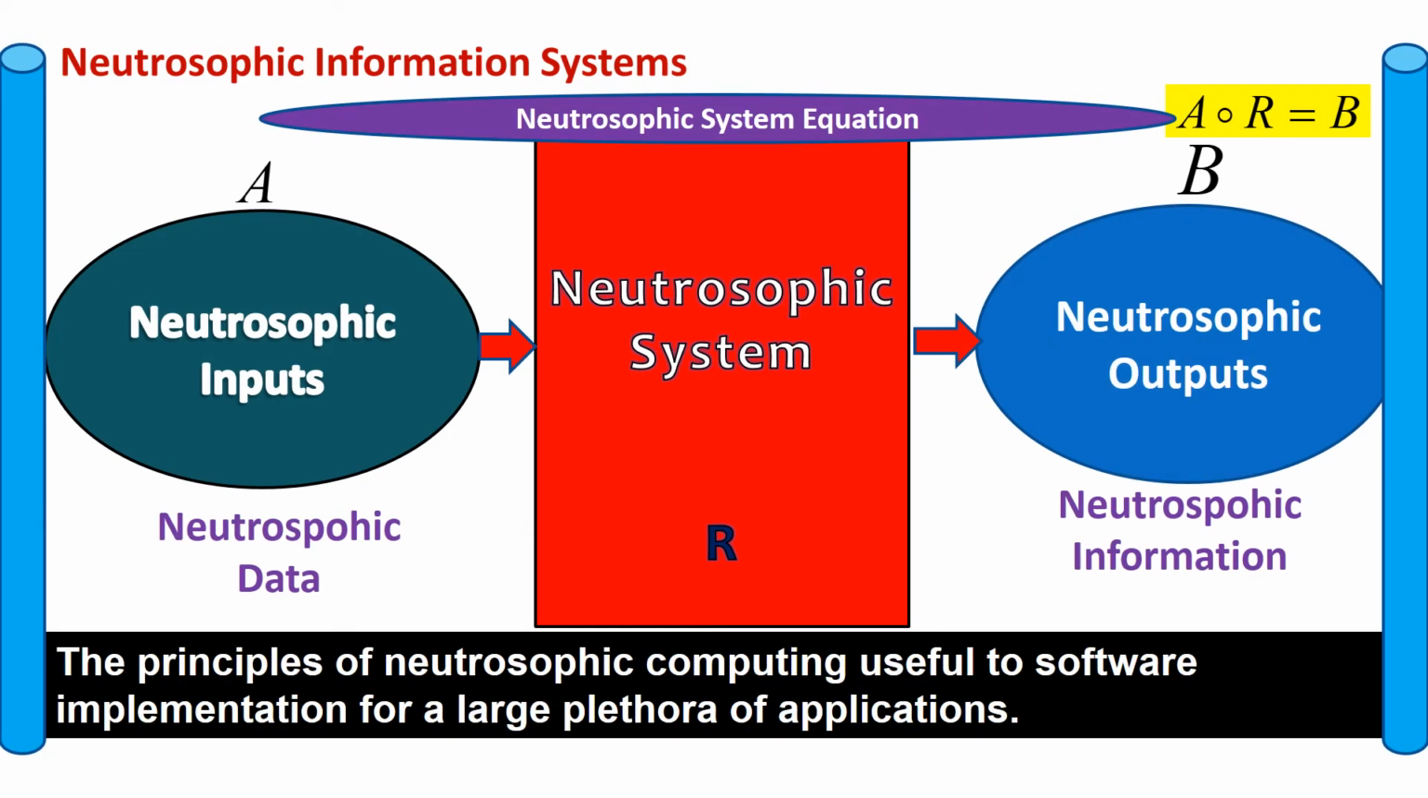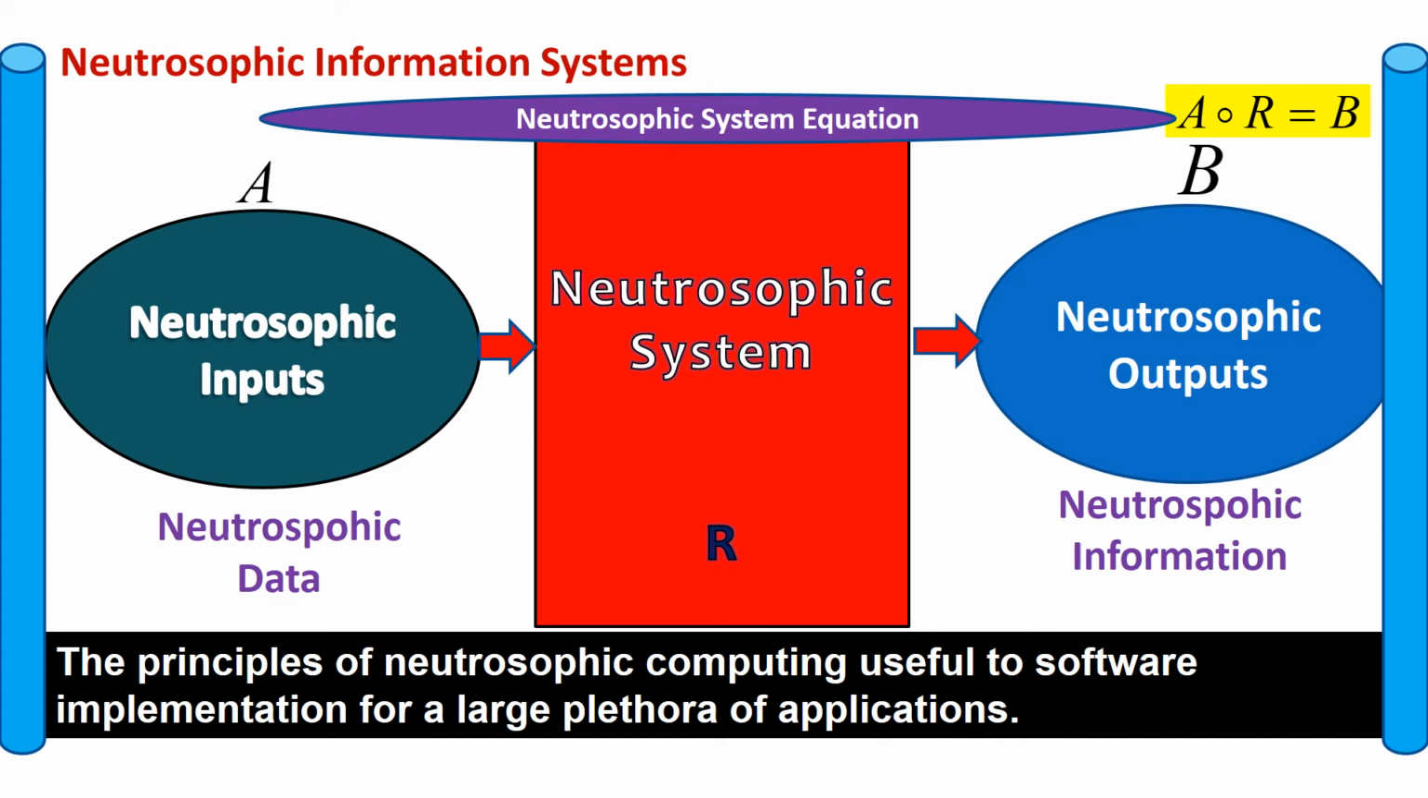Neutrosophic information system. What is the Neutrosophic information system? It consists of the Neutrosophic system equation A ∘ R = B. The principles of Neutrosophic computing are useful for software implementation for a large plethora of applications.